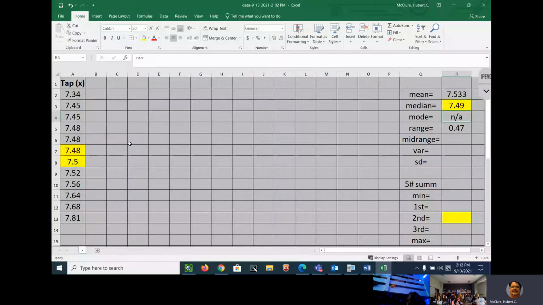There we go, 7.49. Give me a thumbs up if that's what y'all got for your median. All right, so let's keep going now that I figured out the order. And the mid-range is your maximum plus your minimum divided by 2.